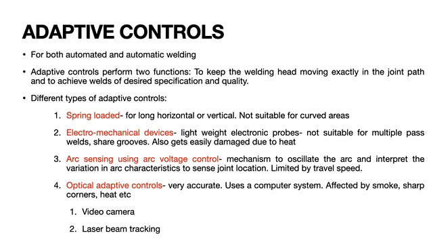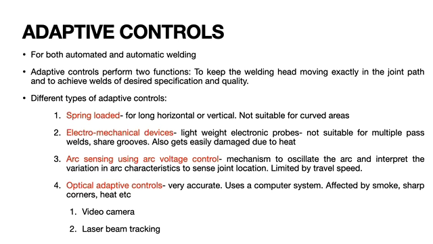And then coming to the optical adaptive controls, it is very complex internally, but it's very user friendly. It can use a computer system to program the optical data which is obtained, and then the programming is transferred to the welding torch, which adjusts the motion according to the output of the program. So it can either be a video camera or a laser beam. This laser beam is the latest technology. I will show one picture of the laser assisted seam tracking.